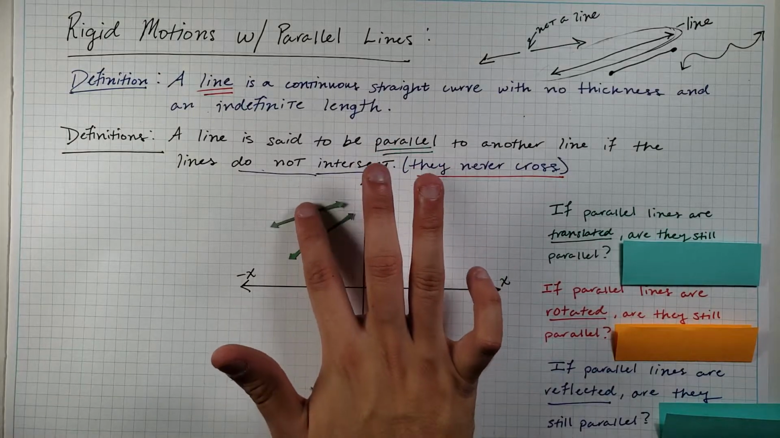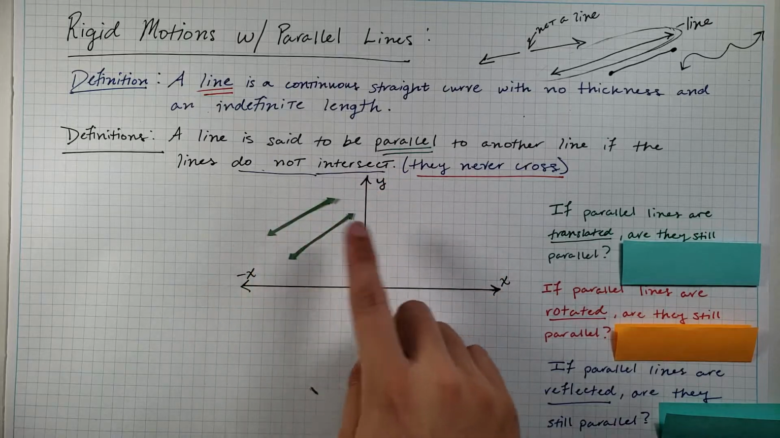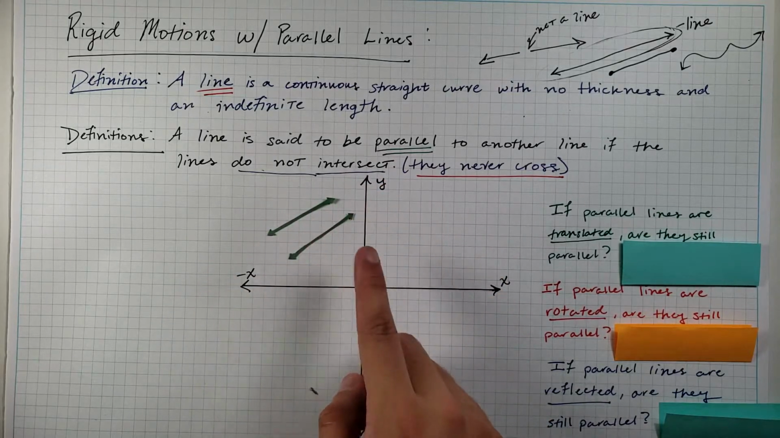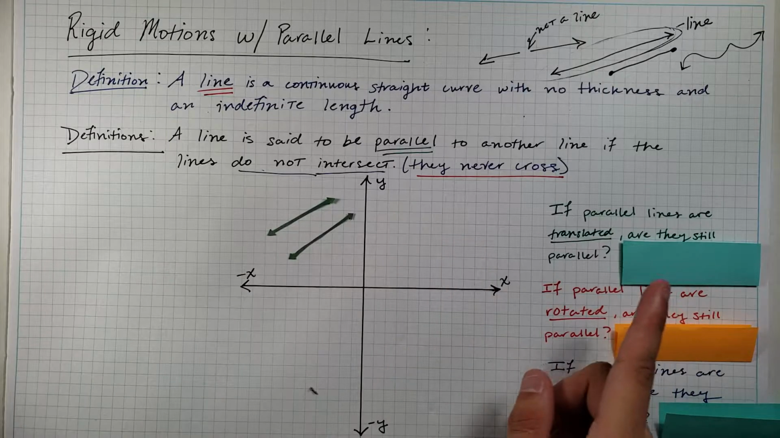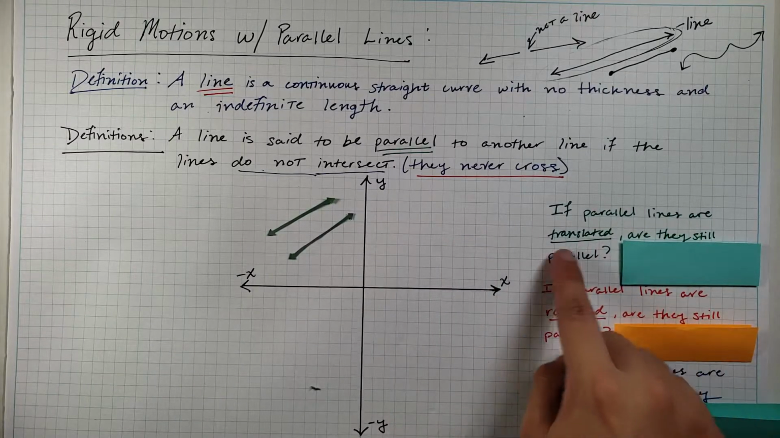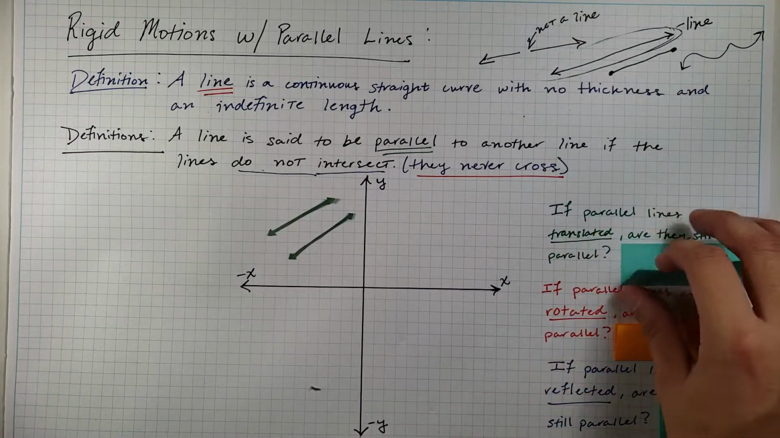All right, so the translation one is pretty straightforward. If you slide parallel lines, if you translate parallel lines in any direction, however many times, they're still going to be parallel. So if parallel lines are translated, are they still parallel?